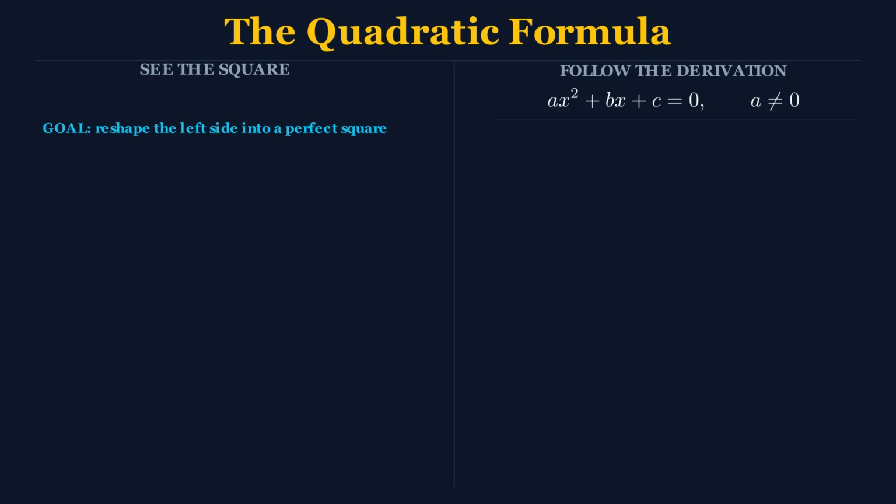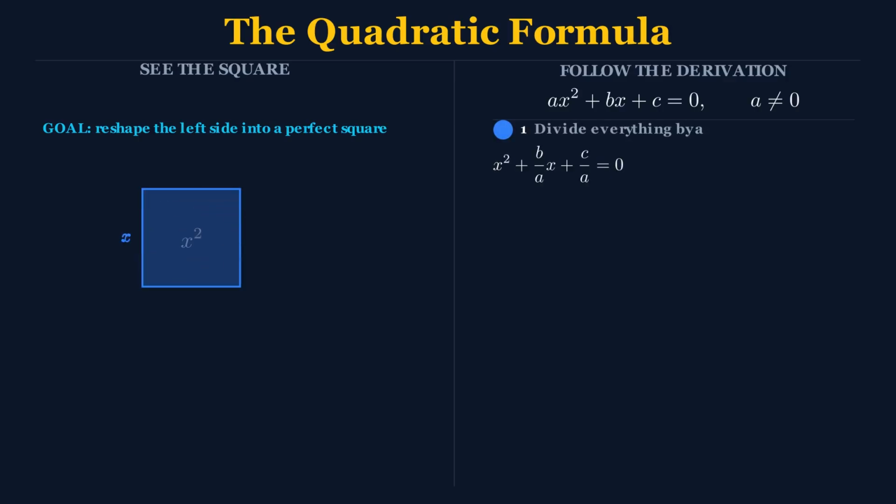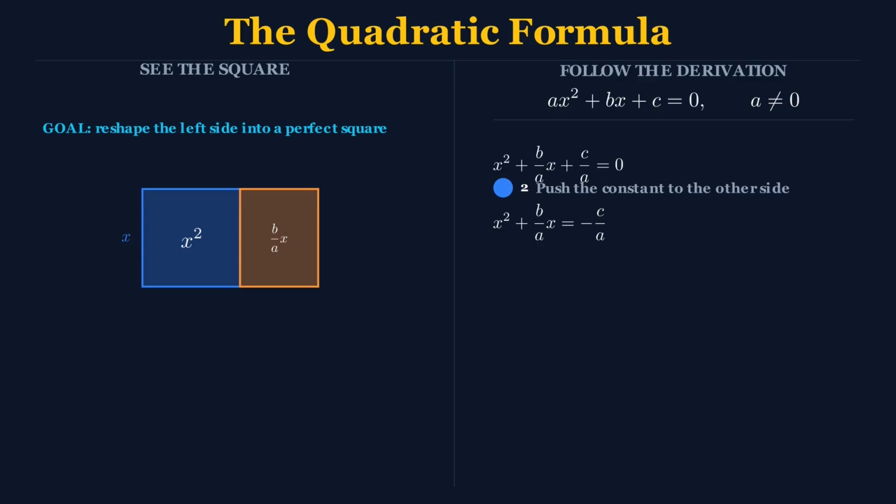We will reshape the left side into a perfect square, because a square is the one shape we already know how to undo. First, divide every term by A. Now the leading term is exactly x squared, and I can picture that as a real square whose side length is x. Second, push the constant across to the other side.